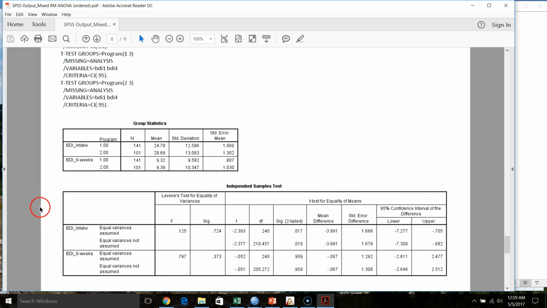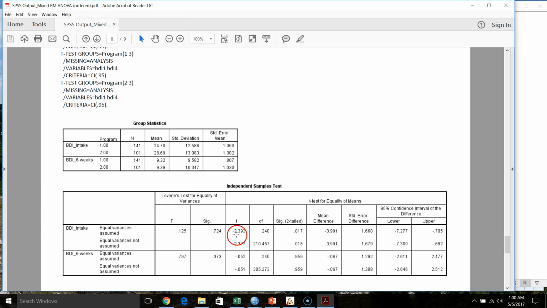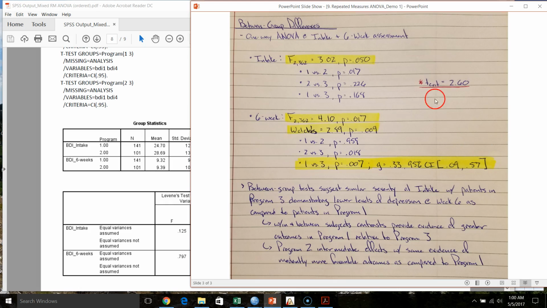So going through the comparison of group 1 and 2 at intake. Here we see we haven't violated our Levene's test, so we're going to go to our equal variance assumed. If our alpha level equals 0.05, we would conclude evidence for a reliable difference between group 1 and 2 at intake. But remember, our critical value that we're comparing this to, to correct for multiple comparisons, is 2.6. We see our t statistic here is 2.39, which does not exceed 2.6.